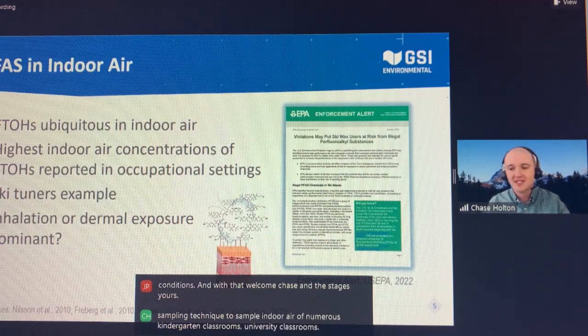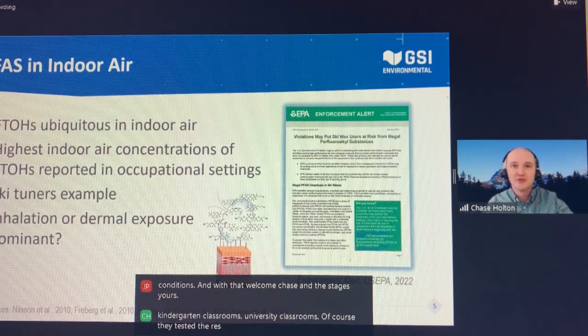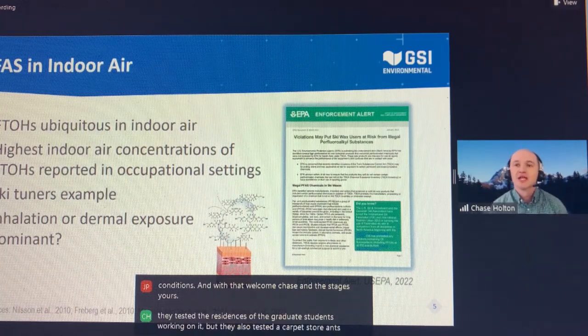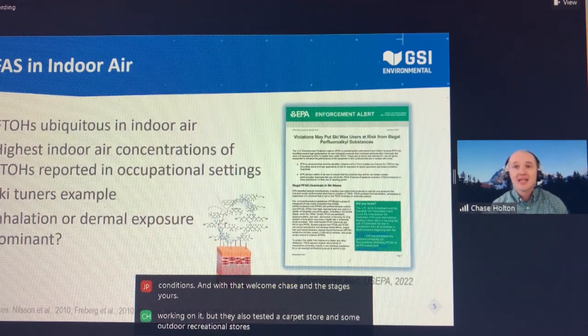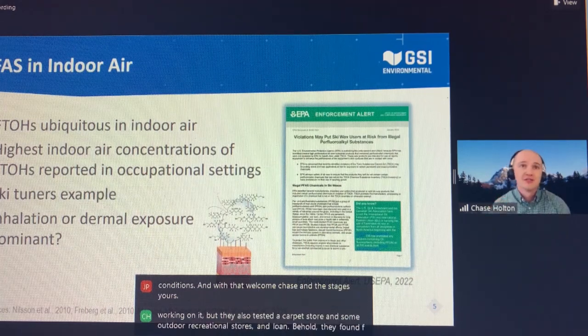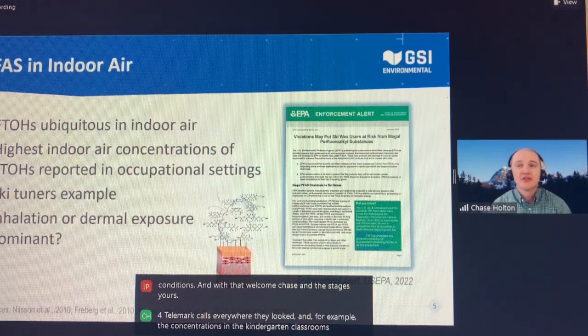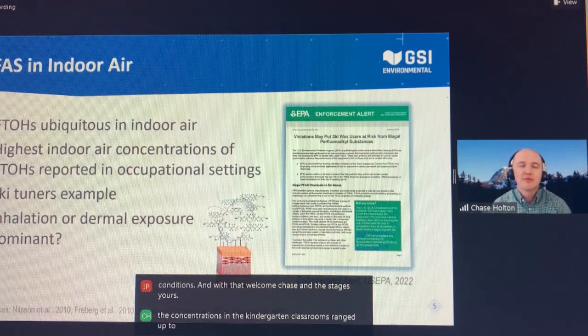Of course, they tested the residences of the graduate students working on it. They also tested a carpet store and some outdoor recreational stores. And lo and behold, they found fluorotelomer alcohols everywhere they looked. And for example, concentrations in the kindergarten classroom ranged up to 500 nanograms per cubic meter for 8:2 fluorotelomer alcohol.